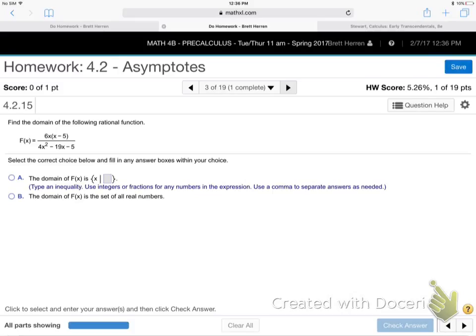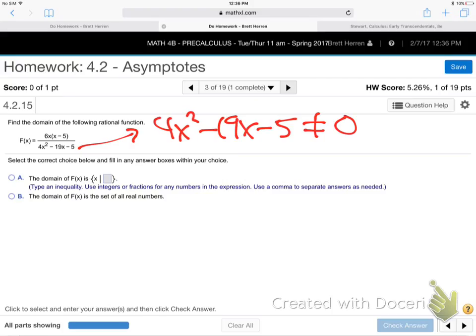Okay, so same kind of thing. Domain means denominator 4x squared minus 19x minus 5 not equal to 0. Well, let's spend our last 3 minutes factoring that, which I know is hard.